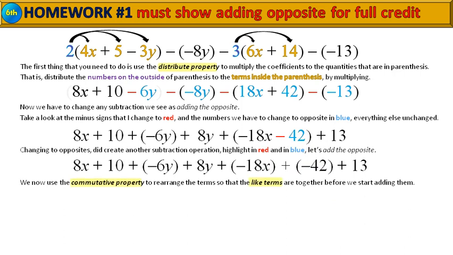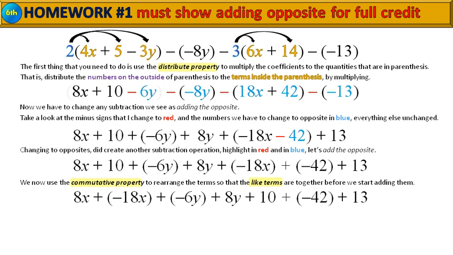Now we'll use the commutative property to rearrange the terms so that the like terms are together before we start adding them. We'll group together all the x terms, all the y terms, and all the constants or regular whole numbers together.